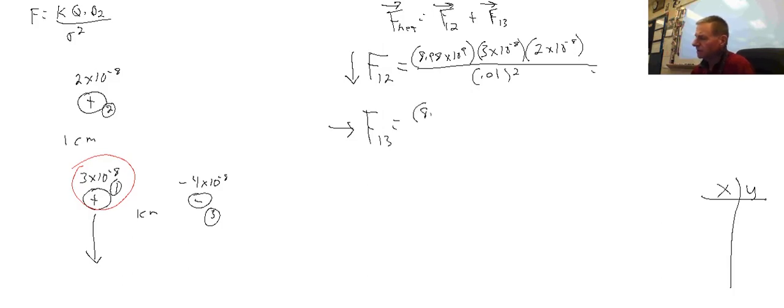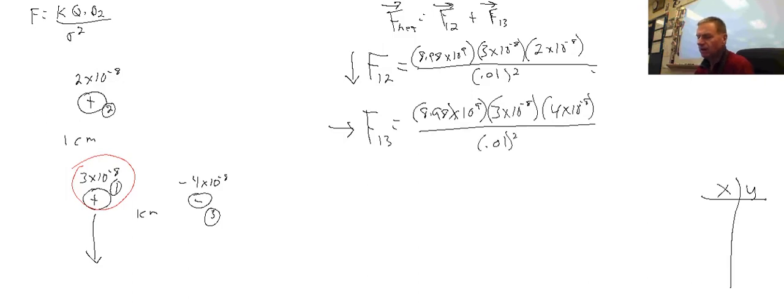And then we can also calculate the force on 1 due to 3. That's going to be 8.98 times 10 to the 9th power times 3 times 10 to the minus 8th power times 4 times 10 to the minus 8th power. And notice that I left the sign off. And why did I leave the sign off? Well, because it is meaningless, as I mentioned before. All right. You have to visually inspect the situation to determine which direction the force is going to be, and we've already determined that. So let's come up with the value.